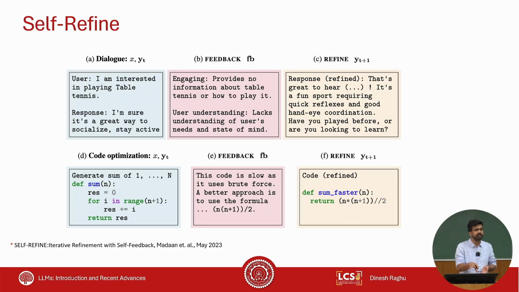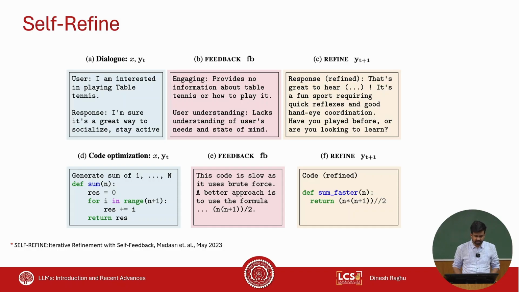So now it takes this particular feedback and the entire dialogue trajectory so far, and then it says that's great to hear, it's a fun sport requiring quick reflexes and good hand-eye coordination, have you played before or are you looking to learn? So this part is making it engaging, because the moment you pose the follow-up question, the user is forced to answer. So it creates a more engaging conversation. And secondly, it also helps it understand the user slightly better.